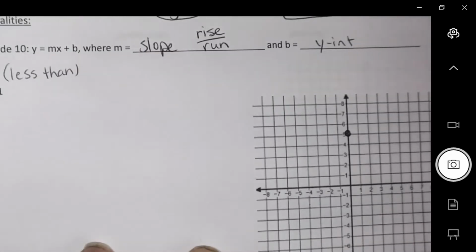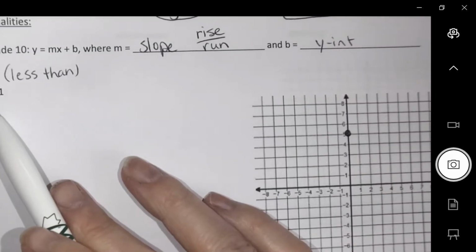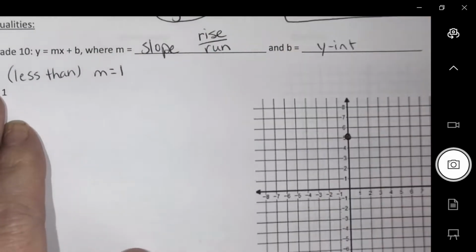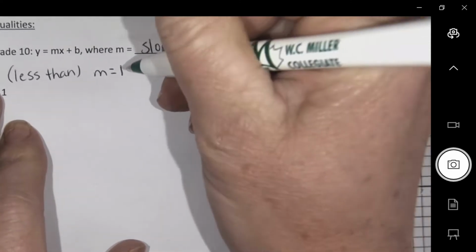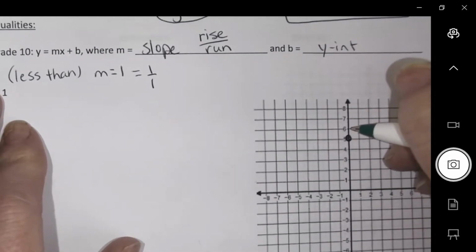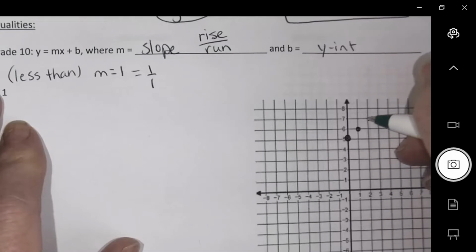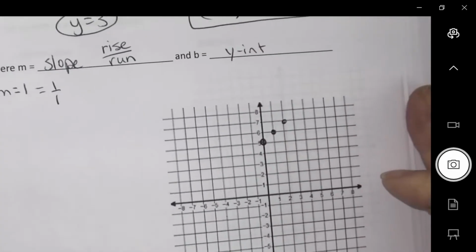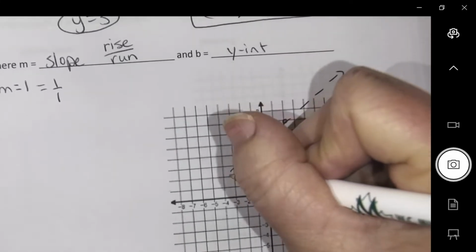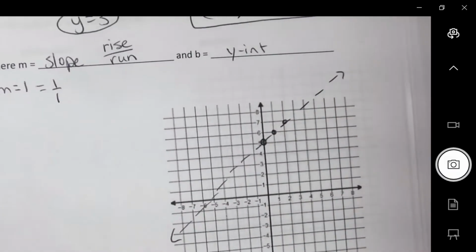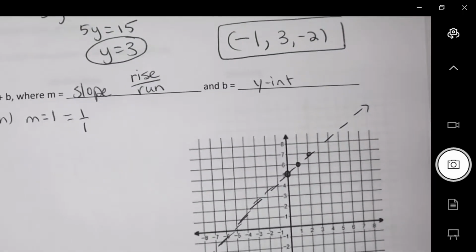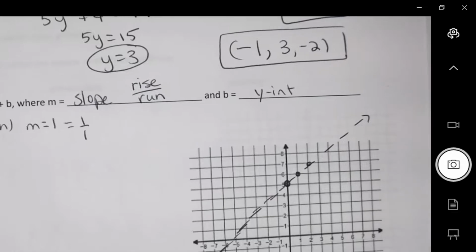And what's going on in front of the x here? How many x's do I have? I have 1 x. And as a fraction, that's a 1 over 1. So do you know how to do your staircase? Up 1, right 1. So I'm going to draw a dashed line. Okay, I can't be on that line. I have to be less than that line, so it's a dashed line.